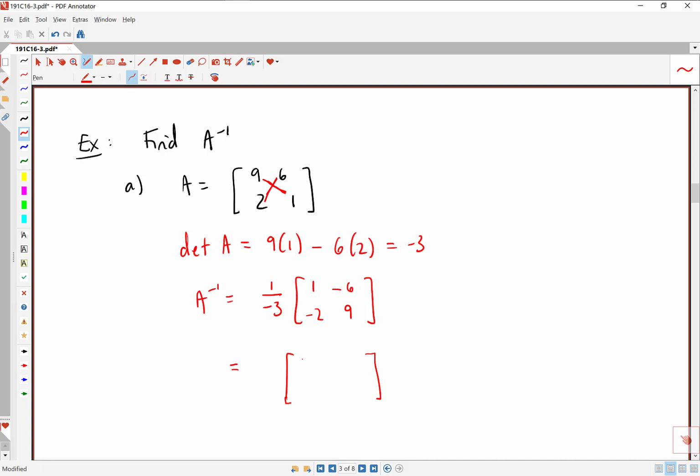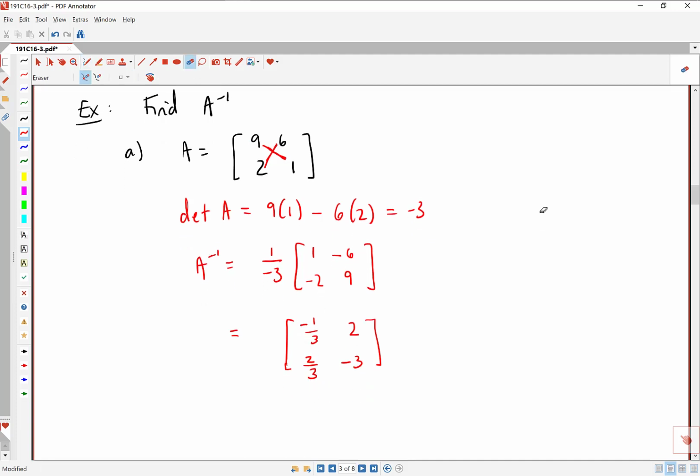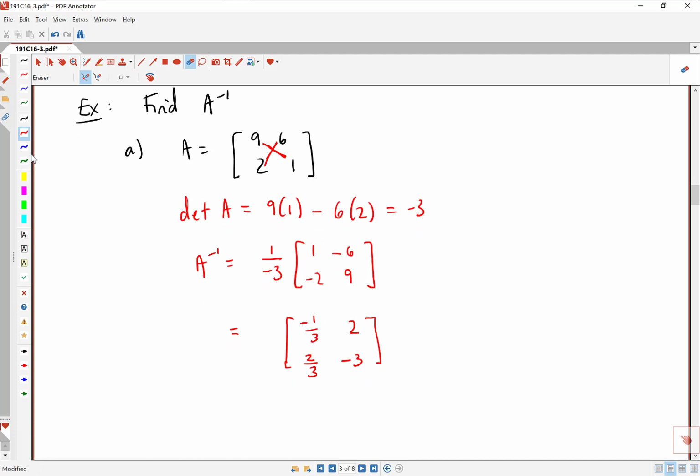So if you want, you could clean this up and say this would be minus 1/3, positive 2, positive 2/3, and negative 3. Now, since this is our first example of using this formula, what we might want to do is just check that this works. This is completely optional, but just to convince you that the process works. Remember, the whole point of the inverse matrix is that it's going to multiply with your original matrix to give you back the identity matrix.